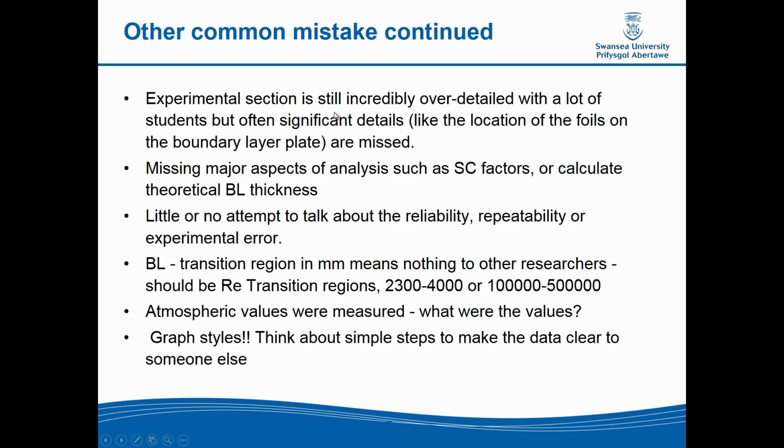The experimental section is one where a lot of you are putting a lot of detail into the experiment and the description of the experiment, possibly detail which is not that significant in terms of replicating the results. So the significant details really are where the foils were on the boundary layer experiment. So if they were located at 40 millimeters, 90 millimeters, 150, 220, 300, that either has to be stated explicitly in the text or shown, preferably, as a diagram.